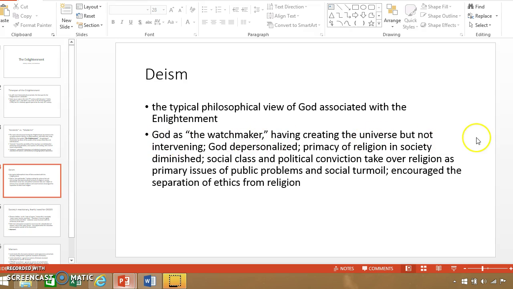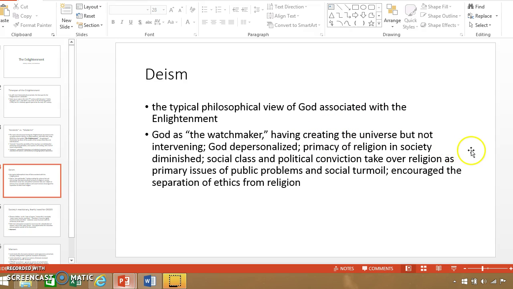What does a watchmaker do? They make the parts of the watch, they put the parts together, they set the watch in motion, and then they step back, and they just let it run. The model of God as the watchmaker: God, having created the universe, does not intervene. There is no divine intervention. Therefore, no need for prayer, because it's, well, God's design. It's God's will. God becomes depersonalized.